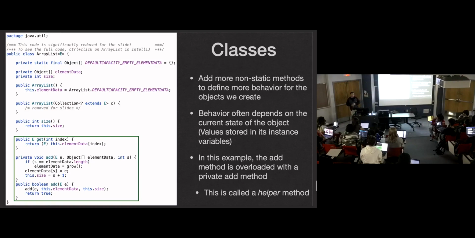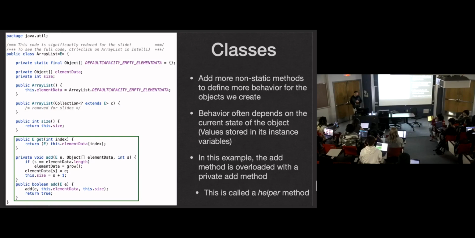So the add method is overloaded, just like the constructor is. We have two add methods, and this second add method is actually what we call a helper method. And this is something we will see. This is how we'll use overloaded methods when we get to recursion.